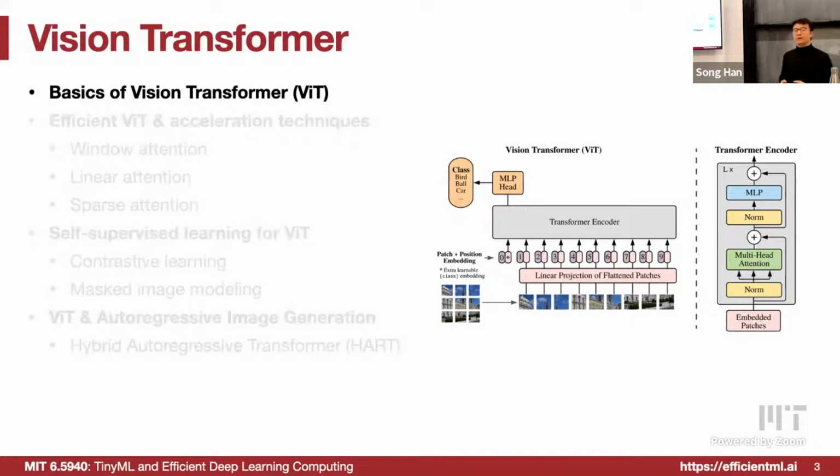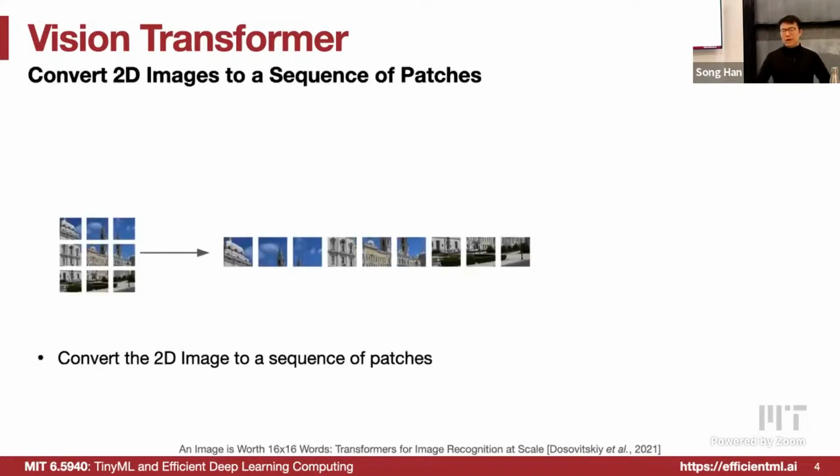So let's start with the basics of vision transformers. Remember, in transformers, what is the basic building block? The granularity of the input is tokens, right? Text is very easy to convert into tokens. Each word is roughly a token, and some words are 2 tokens. But how do we represent images with tokens? How can we tokenize images?